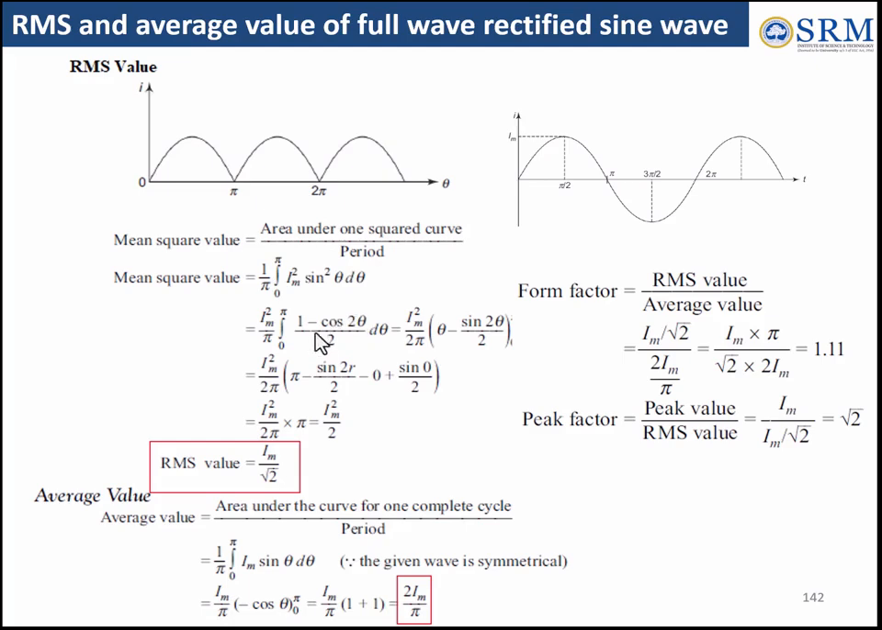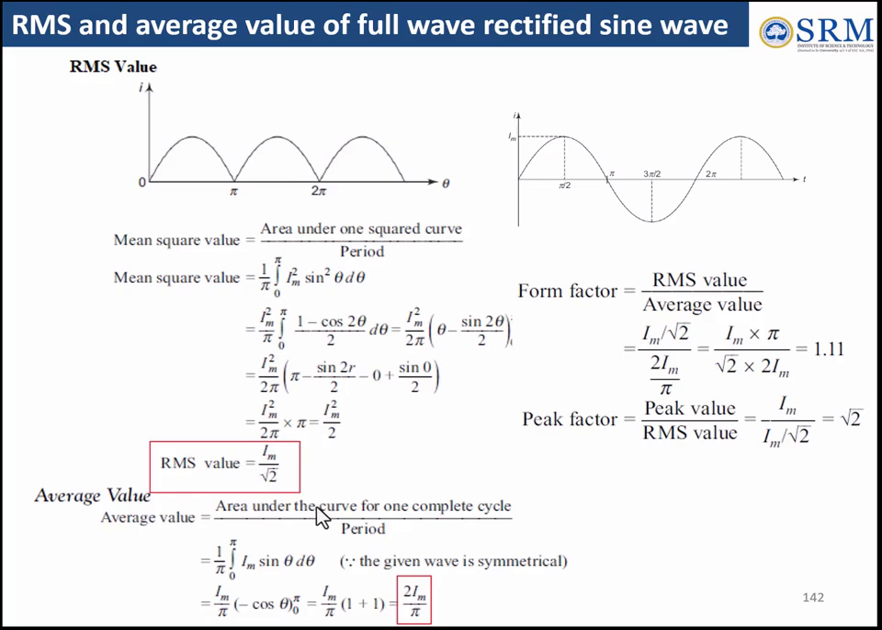We know that sine square theta is (1 minus cos 2 theta) by 2. We take the constant Im square by pi out, and the 2 also as a constant. Then we take the integration of 1, which is theta, minus cos 2 theta, which integrates to sine 2 theta by 2. We apply the upper limit and lower limit. The upper limit is pi. Sine 2 pi is 0, and sine 0 is also 0. So we are left with Im square by 2 pi into pi, so Im square by 2, and the RMS is Im by root 2.